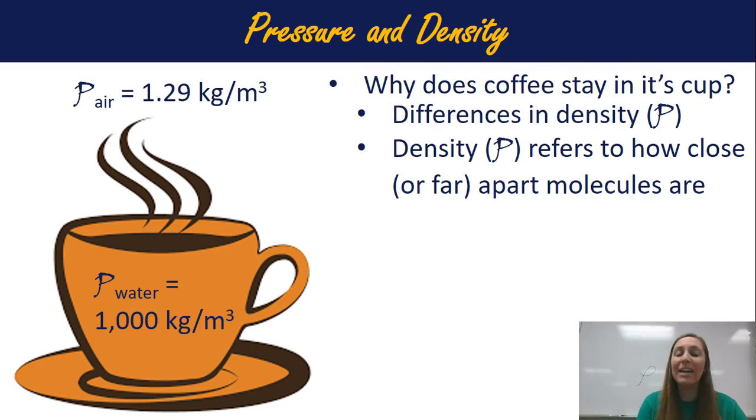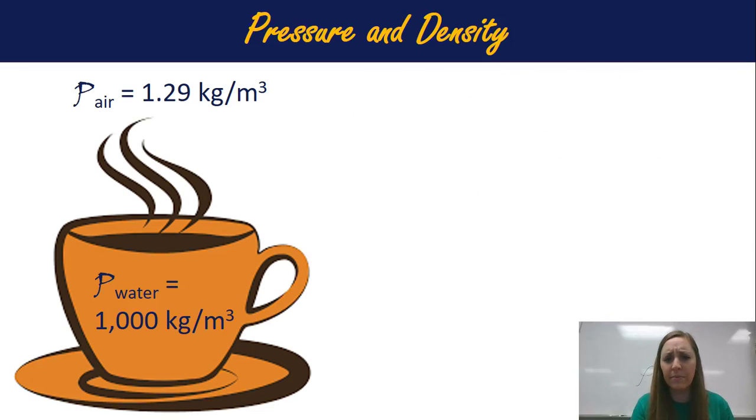Versus water, and I'm using water in coffee because you're going to use that a lot in practice problems, and coffee is mostly water. Water has a density of 1,000 kilograms per meter squared, which is why it's so heavy. If you have a big thing of water, it quickly gets really heavy because it's super dense.